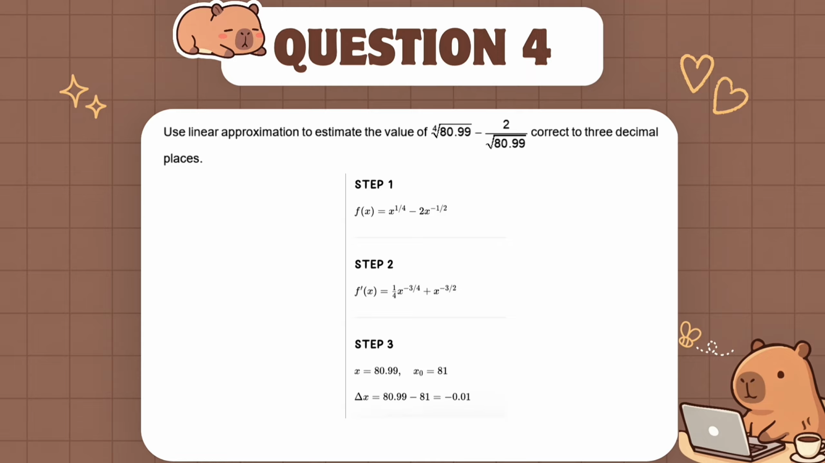Since 80.99 is very close to 81, we choose x naught equal 81 as our approximation point. Next, we calculate delta x. Delta x equals x minus x naught. Substituting the values, delta x equals 80.99 minus 81, which is equal to negative 0.01.